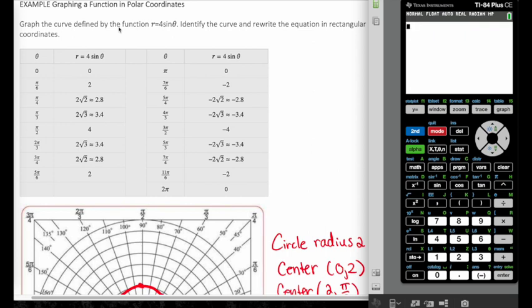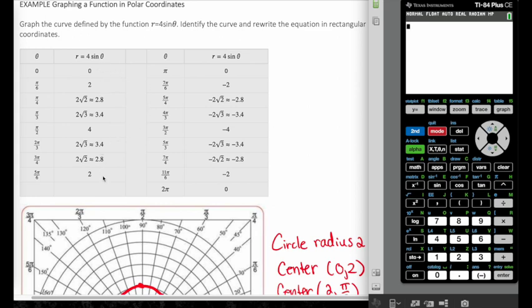Now we're going to practice actually graphing polar equations. And the equation that we're going to graph is r is equal to 4 sine theta. And just like we would normally make an xy chart, we're going to make a theta r chart. Now, what we're going to do is stick with all the major angles and go from 0 to 2 pi. And then you're going to plug those angles into the equation and get your corresponding value of r.